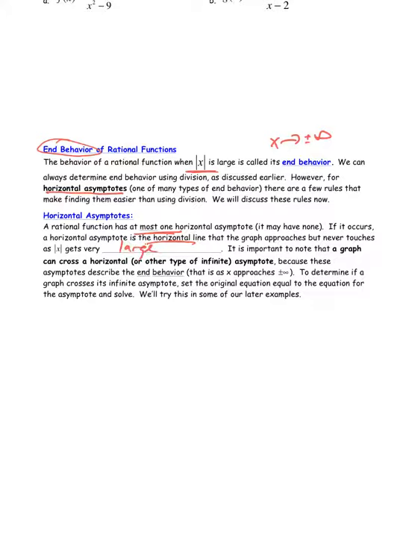That's what goes there. It's important to note that a graph can cross a horizontal or other type of infinite asymptote, because these asymptotes describe the end behavior. That's as x goes to positive or negative infinity. So to determine if a graph crosses an infinite asymptote, which may be a horizontal, set the original equation equal to the equation for that asymptote and solve. And we're going to do this in our analysis as we go forward.